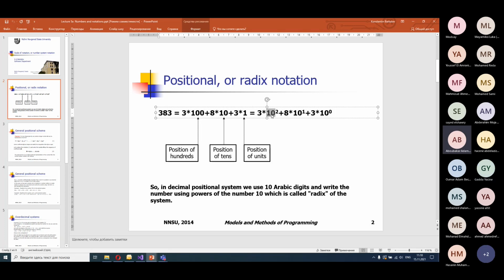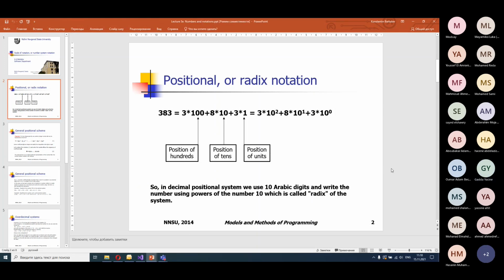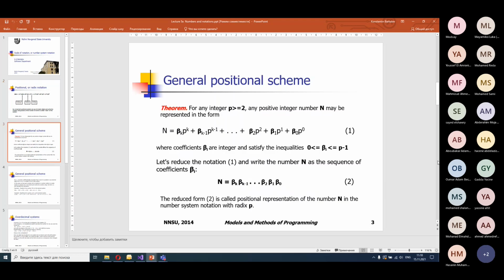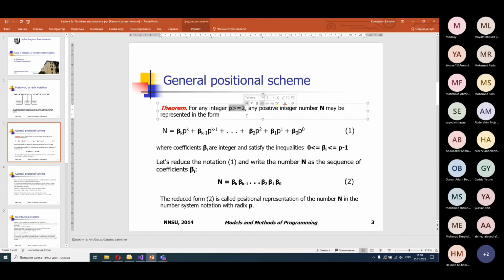In some other world where people have 8 fingers, they would have a system with radix 8. Well, of course, it's just a remark about systems of notation, but from a mathematical point of view, we can use any integer number as a radix of the system of notation.